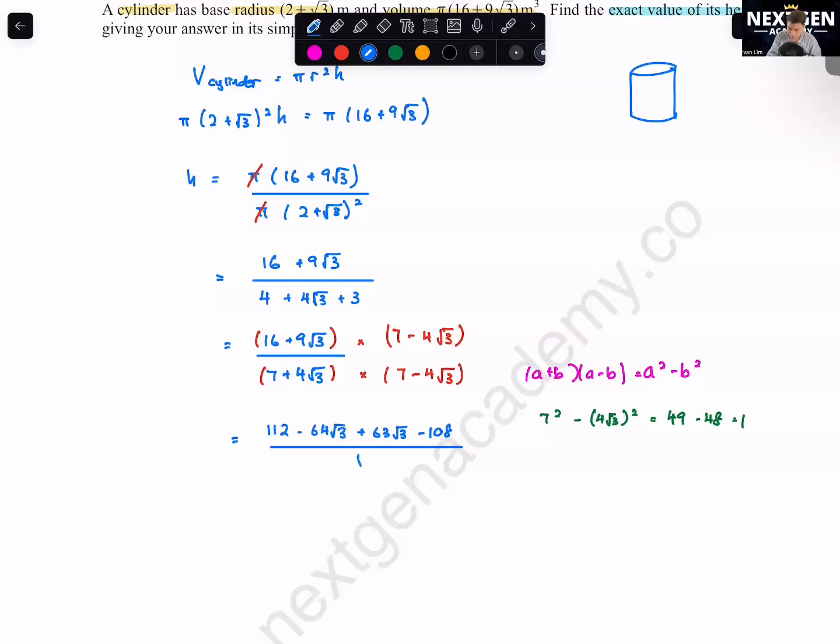You put it in fraction form, just put it over. Same thing. Okay, so simplify the top and the bottom. Just 112 minus 108, you get 4, and 64 minus 63 is 1. So here would be 4 - √3, over 1.